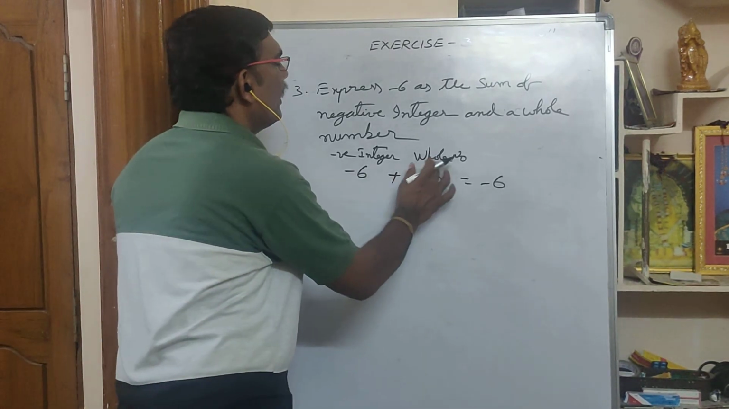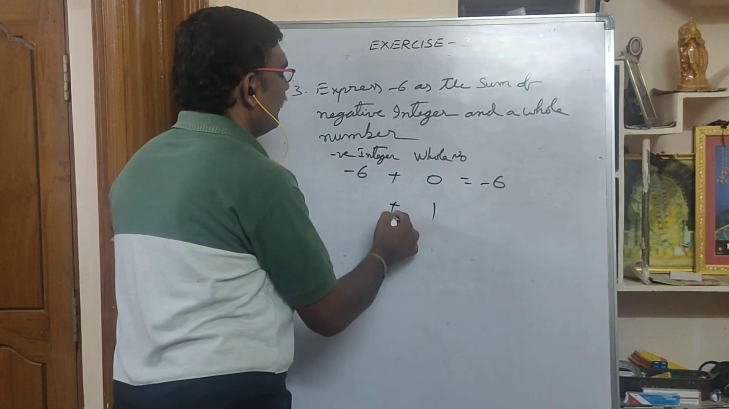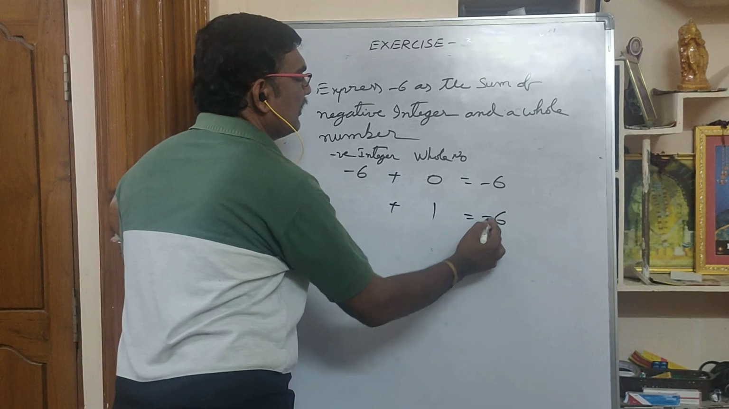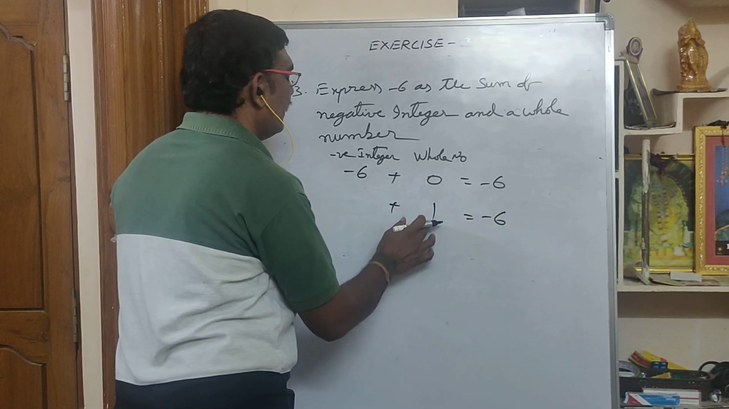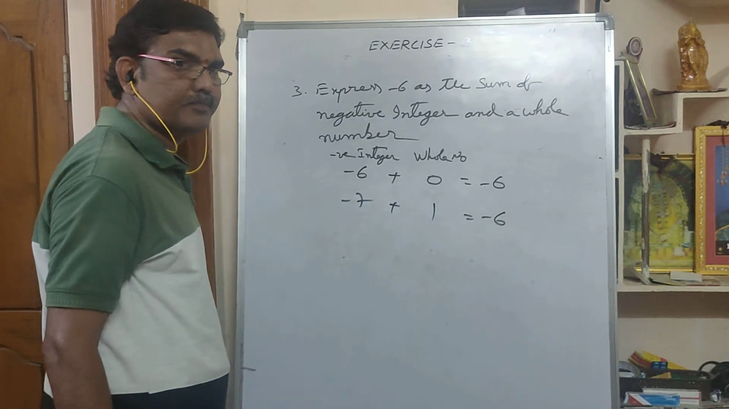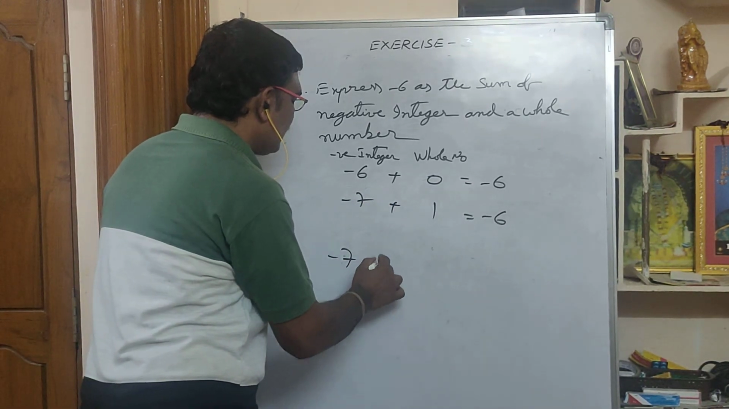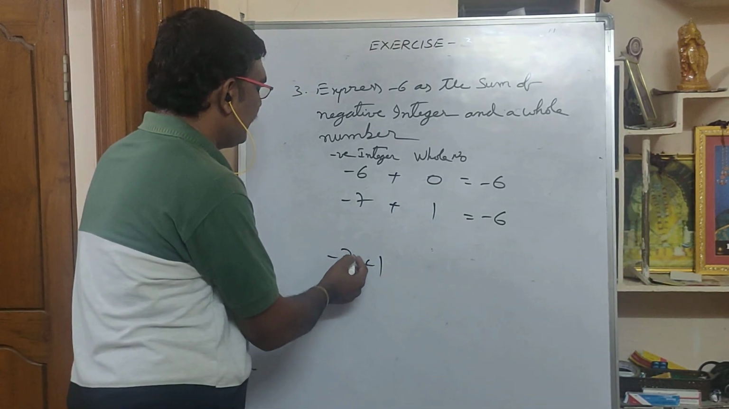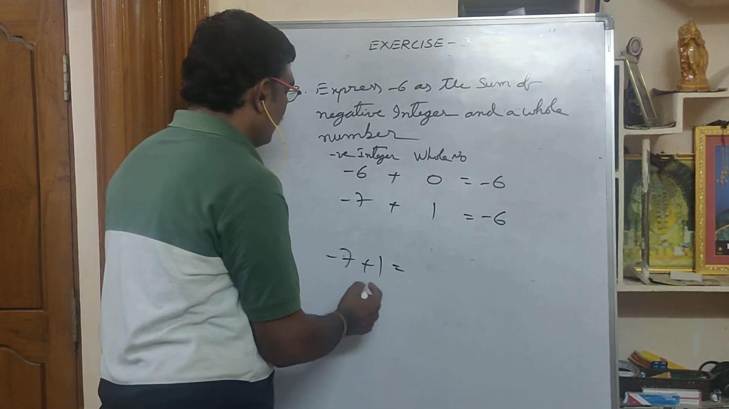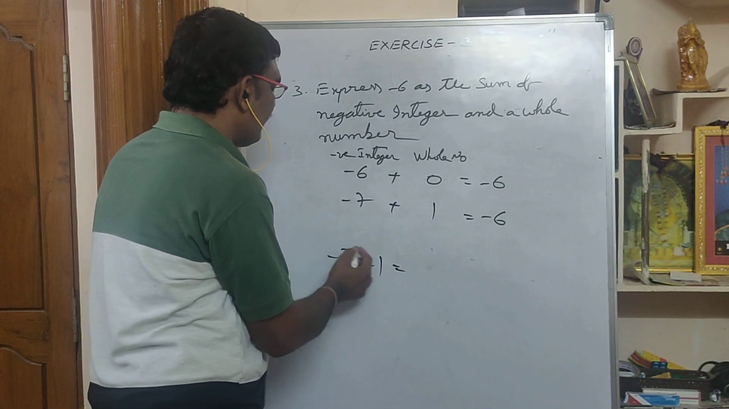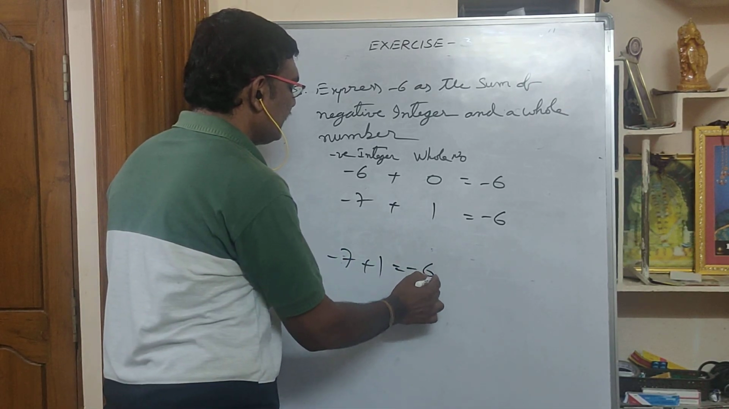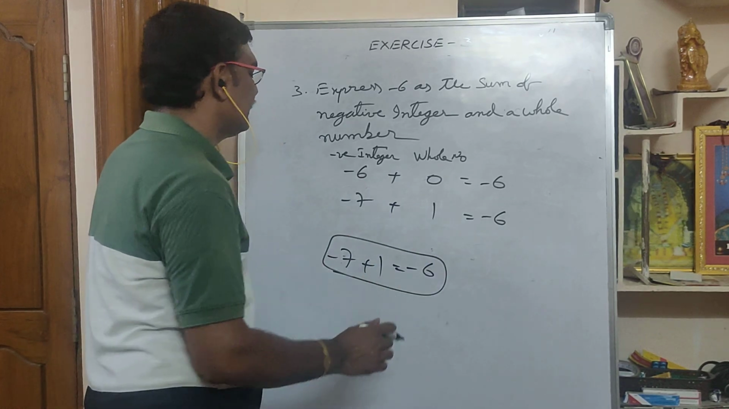Next, what is the second whole number? 1. To get minus 6, 1 plus, the answer is minus 6 only. 1 should be added to which number to get minus 6? Here, minus 7. Minus 7 plus 1. 1 has plus, 7 has minus. Different symbols, so subtraction only. The big number has the minus symbol, so the answer will be minus. From 7 subtract 1, you get 6. So minus 7 plus 1 is minus 6.